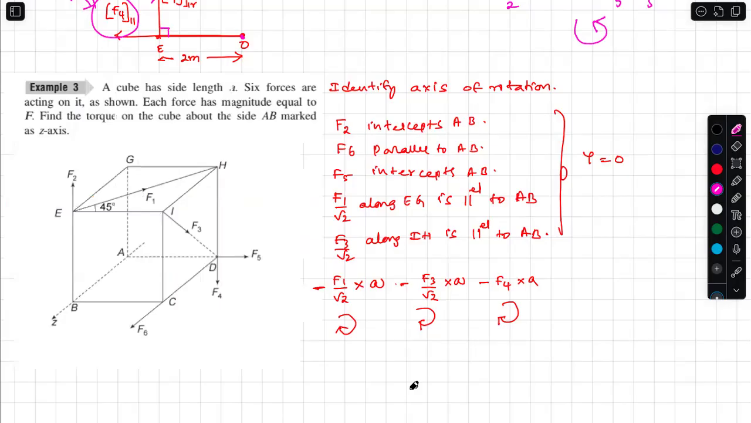Now please go through the diagram. Find the torque on the cube about the side. If that is not mentioned, it is a very hectic problem. When you are defining torque, what is the first point that you need to remember? You are defining torque implies you are defining it about a point or about an axis. Right. Find the torque on the cube about the side AB marked as the z-axis.